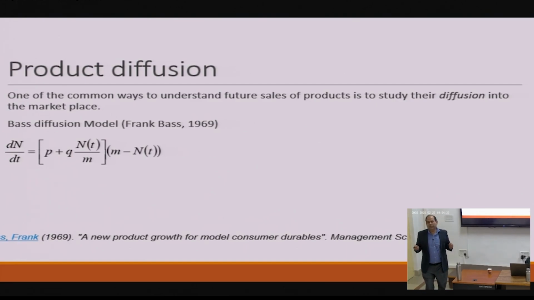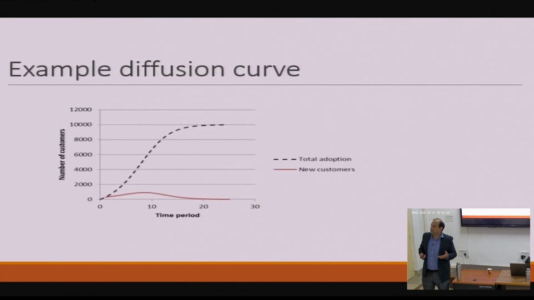The thing to understand here is that P and Q are parameters that we use, and there are specific parameters for different products. So you can actually find tables of different product types and what the P and Q for those product types would be. And when you evaluate this, you get something like this, okay? Where as time period goes by, the number of new customers goes up and then down, and the total adoption somewhat follows the S curve, okay?